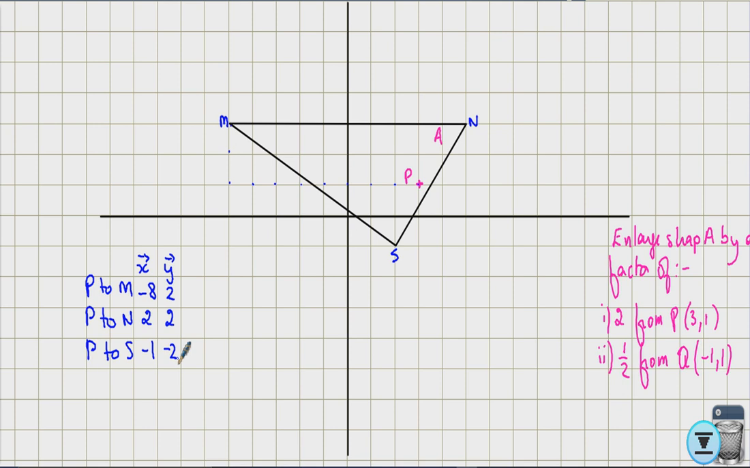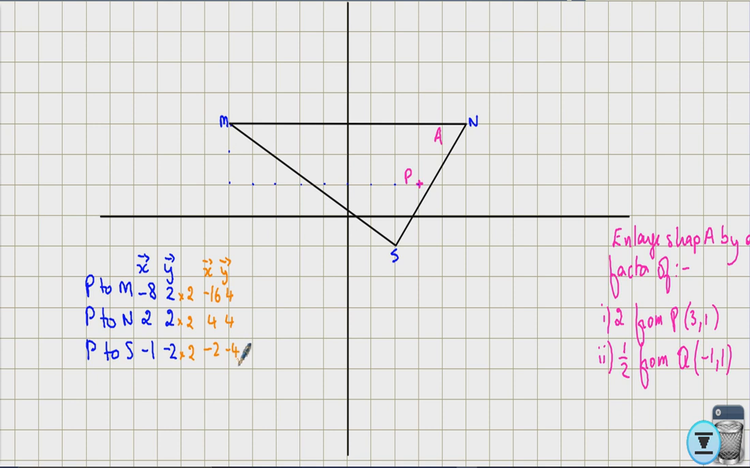Now, I need to enlarge that by 2, so multiplying this by 2, I get my new results. Alright, so multiplying by 2, I'm going to get X and Y movements. Sorry, by 2, not by 1/2. Minus 16 and 4, 4 and 4, minus 2, and minus 4. And now I go and count squares.